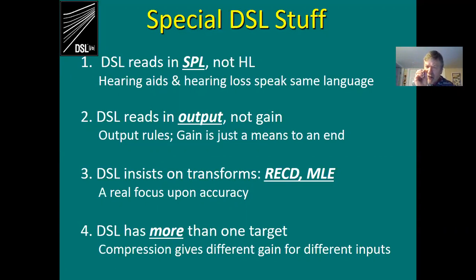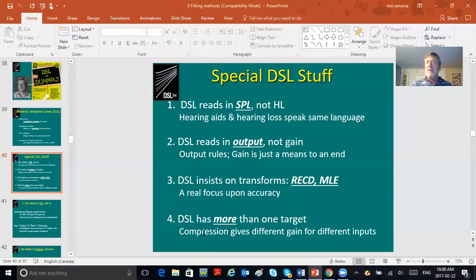So DSL was really picky, picky, picky. It really stuck to accuracy. And it, of course, had more than one target. Now, this is important. Linear hearing aids offered one target. Remember that. Stop sharing screen for a second. Linear hearing aids offered one target because linear hearing aids gave the same gain for all input levels.